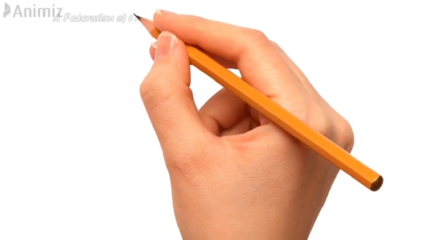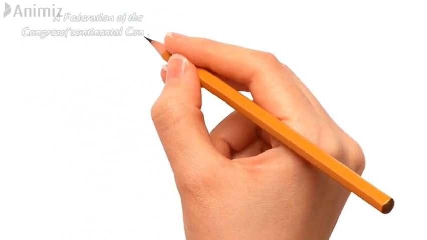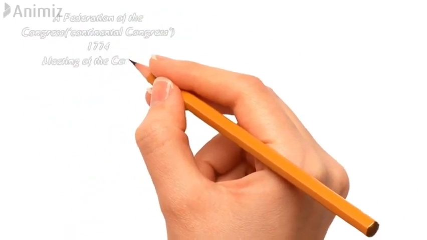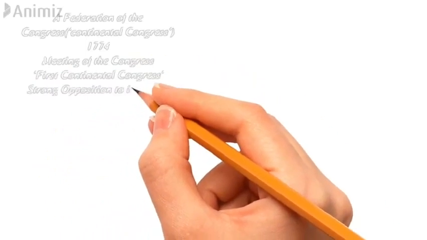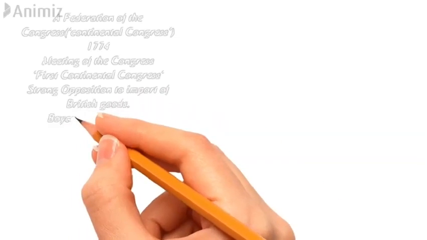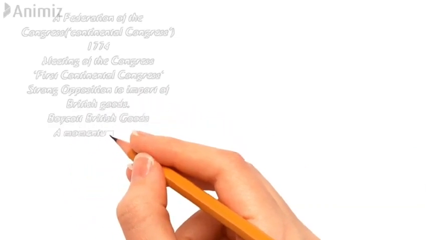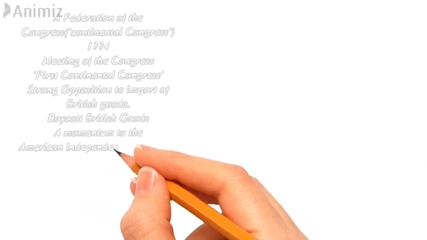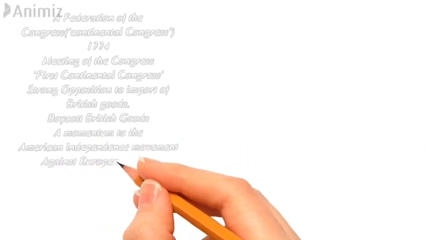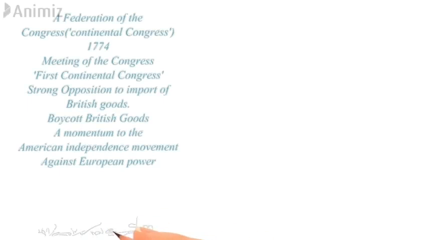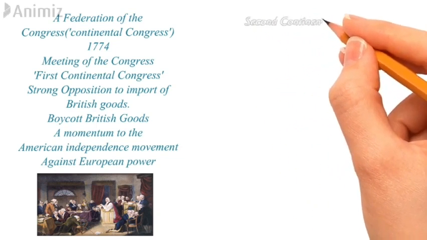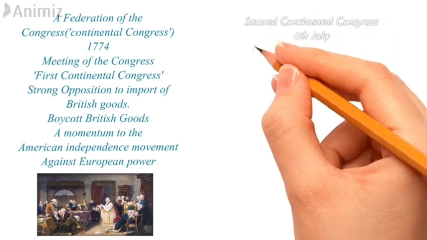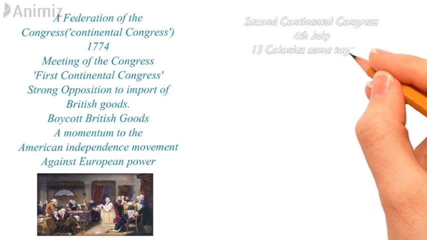Against the government, a federation of colonies known as the Continental Congress was established. In 1774, a meeting of the Congress was called. In this meeting, known as the First Continental Congress, strong opposition was expressed to the import of British goods. It was also decided to boycott British goods. This event ultimately gave momentum to the American independence movement against European powers.